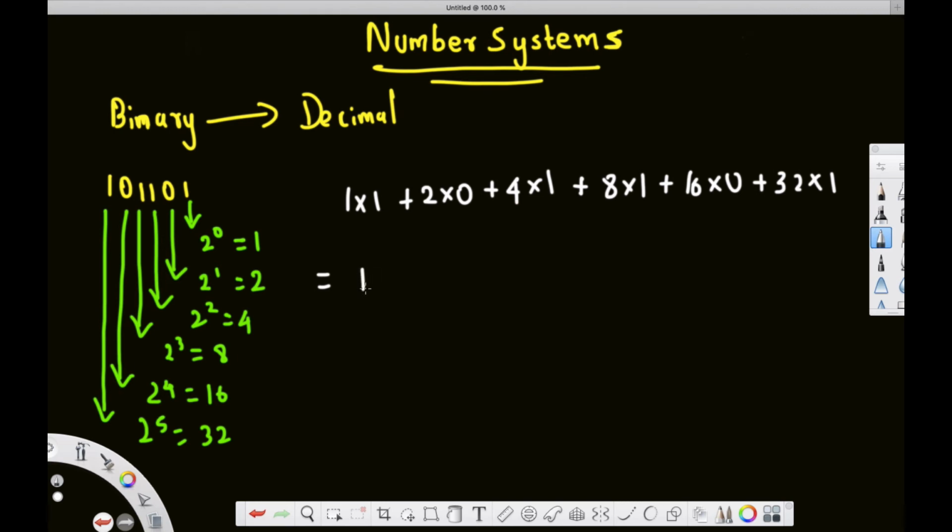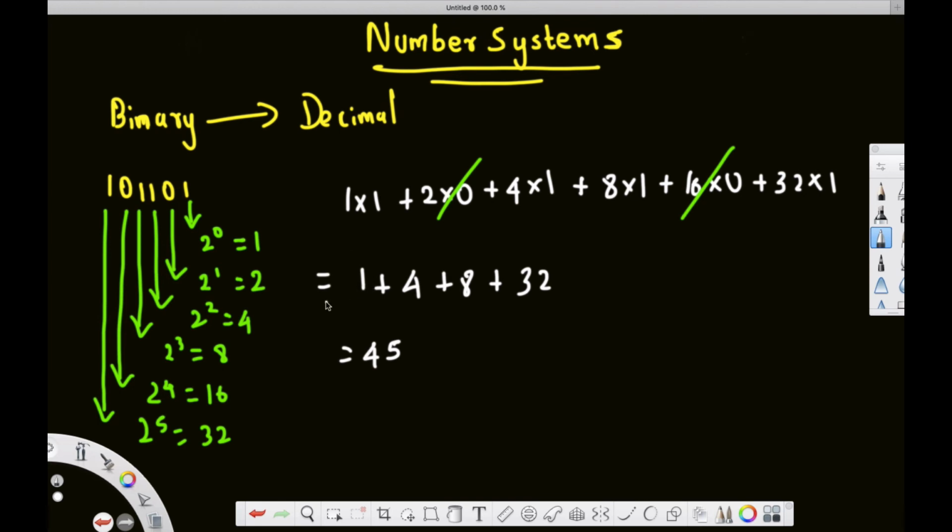1 times 1, that is 1, plus 2 times 0, that is 0, so I eliminate that one. 4 times 1 is 4, 8 times 1 is 8, and then 16 times 0 is 0, so I eliminate these two zeros. Here we have 8, and after that we have 32. 32 plus 8 is 40, plus 4 is 44, plus 1 is 45. 45 is the conversion of this number. This is base 2 and this one is base 10. Conversion of a binary number into a decimal number.